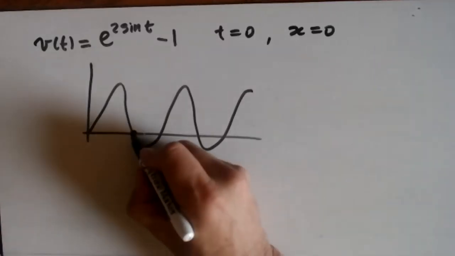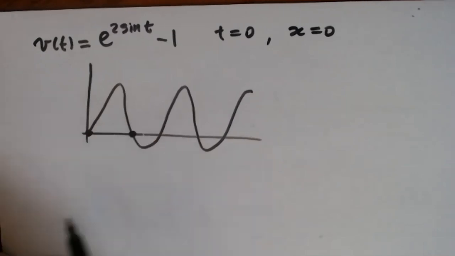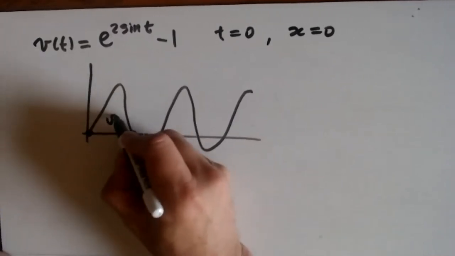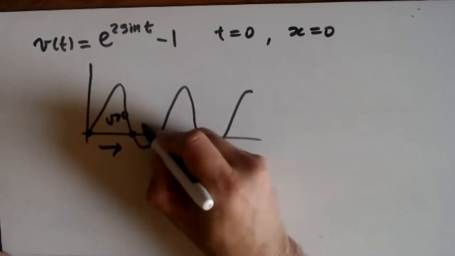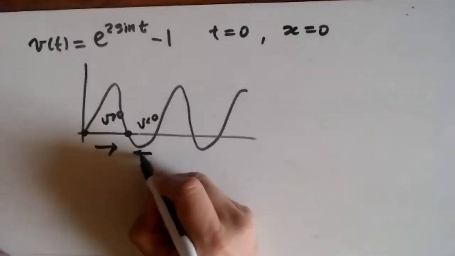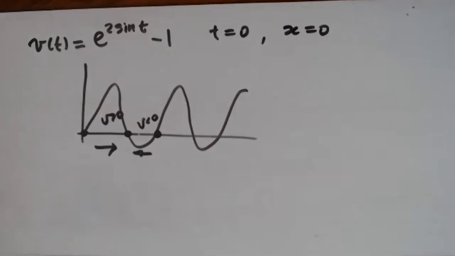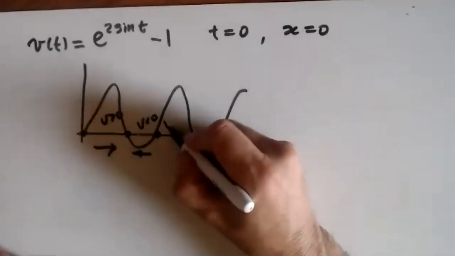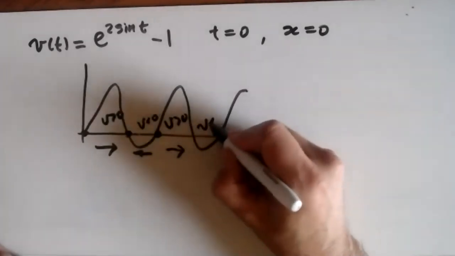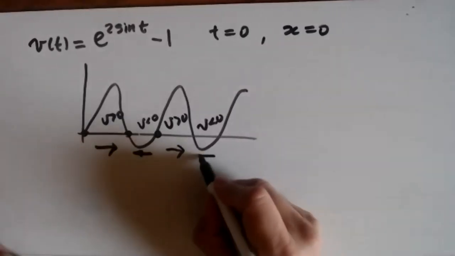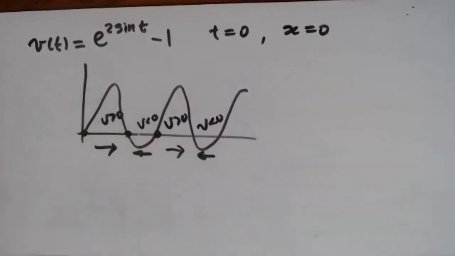So we have to find this root. While v is positive, the particle is moving to the right. When v is negative, it is moving to the left. So we have to determine the intervals where the function is negative, correct? So in this one, again, the velocity is positive, it is moving to the right. Here, the velocity is negative, it is moving to the left, and so on. So how can we determine this?